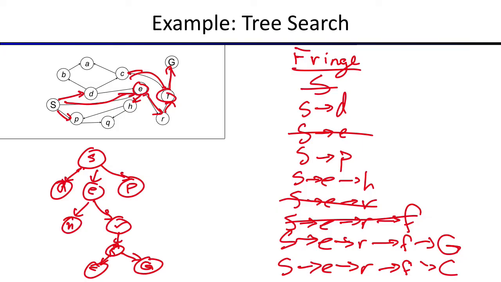Pick something off of the fringe to expand. This one, is it a goal? It is. So we return this path. You're going to be doing this by hand a few times on the homework, but that's just a quick run through of what that looks like. But how would you actually get the computer to choose E first? That's what we're going to cover for the rest of the lecture.